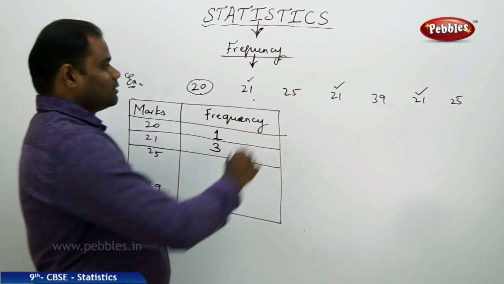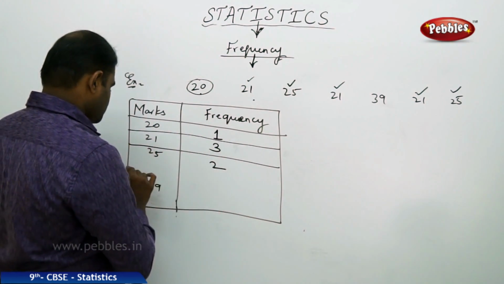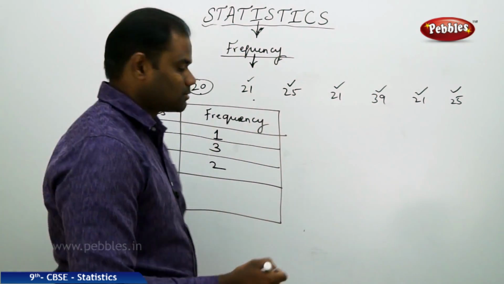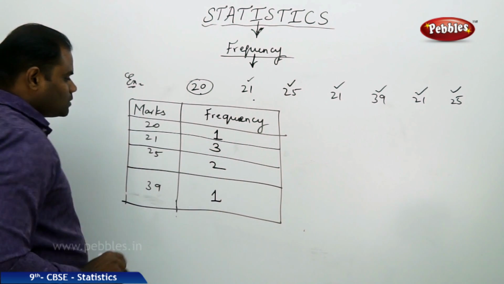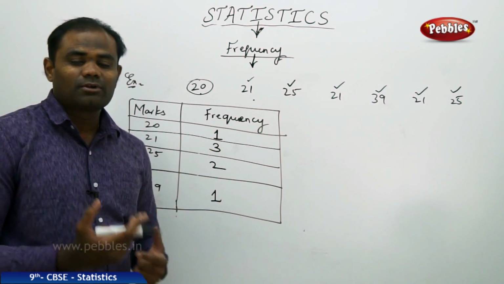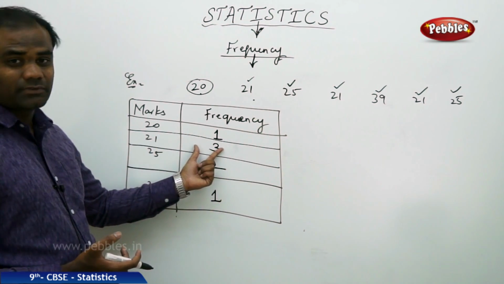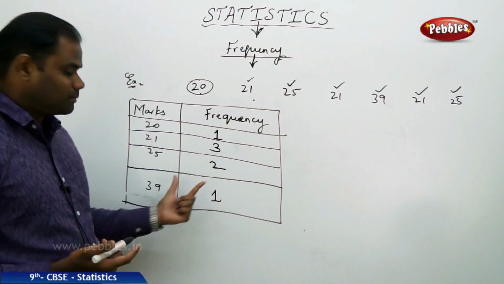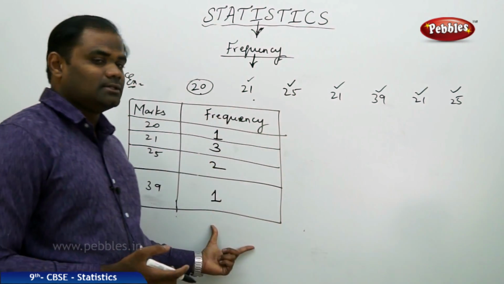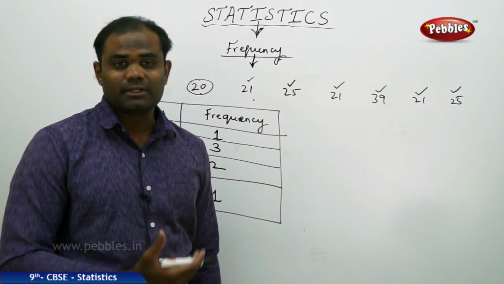Next comes 25. The frequency of 25 is 2 because it repeats twice. And similarly, 39 repeats only once. It doesn't repeat, so the frequency is 1. So each value is defined with its respective frequency depending on the number of times it occurs in the data. 20 occurs once, 21 occurs 3 times, 25 occurs 2 times, 39 occurs once. This is how we understand the frequency for the given data: the number of times it repeats in the given data.